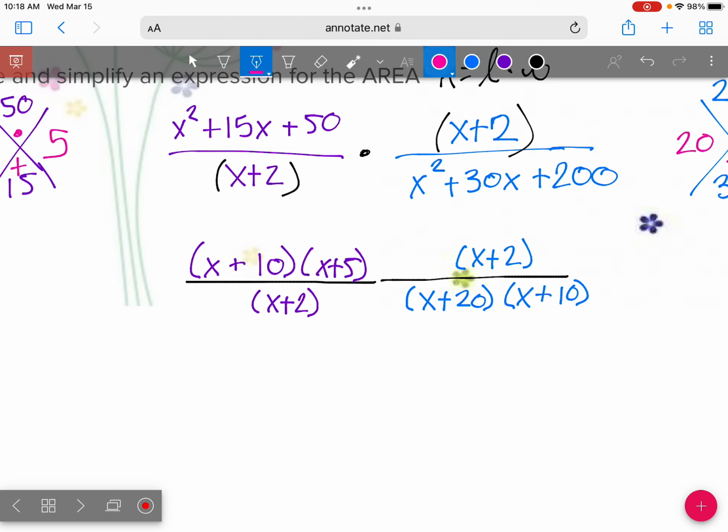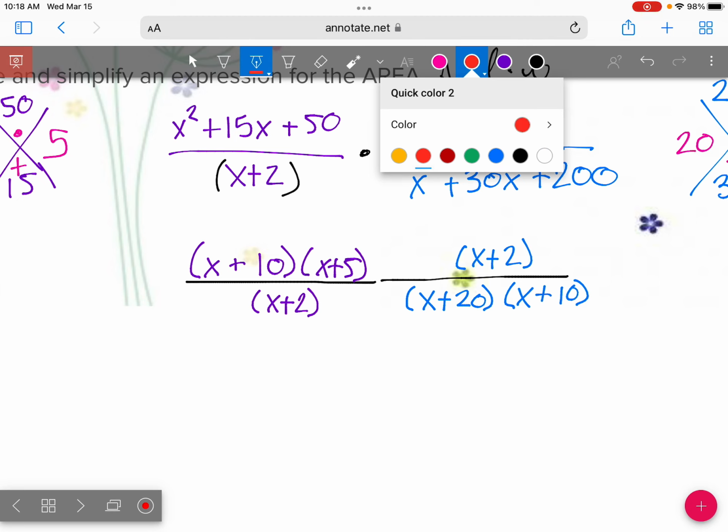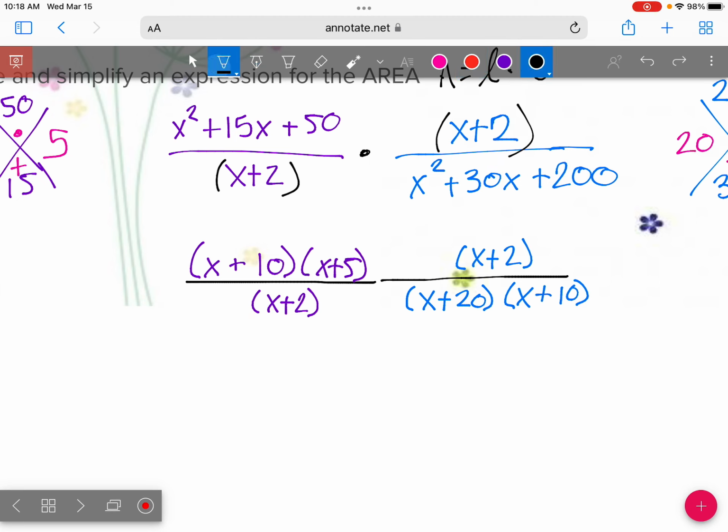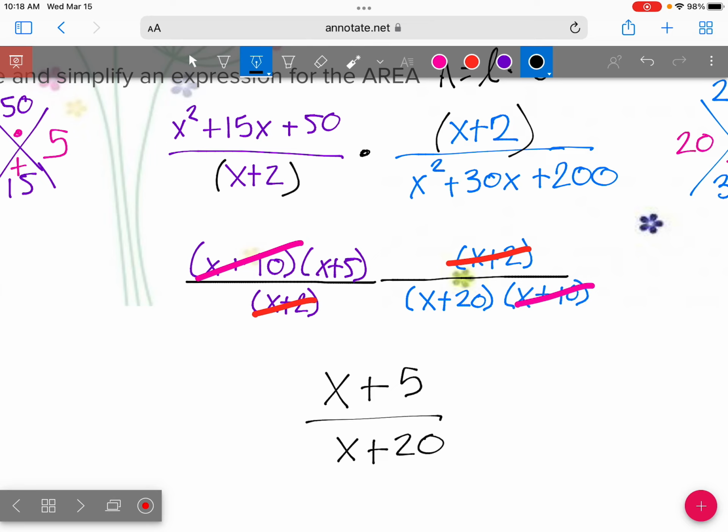And now we're going to look and see if we can simplify things. The x plus 2's cancel out. And the x plus 10's cancel out. So our answer is going to be x plus 5 over x plus 20. We cannot reduce it anymore.